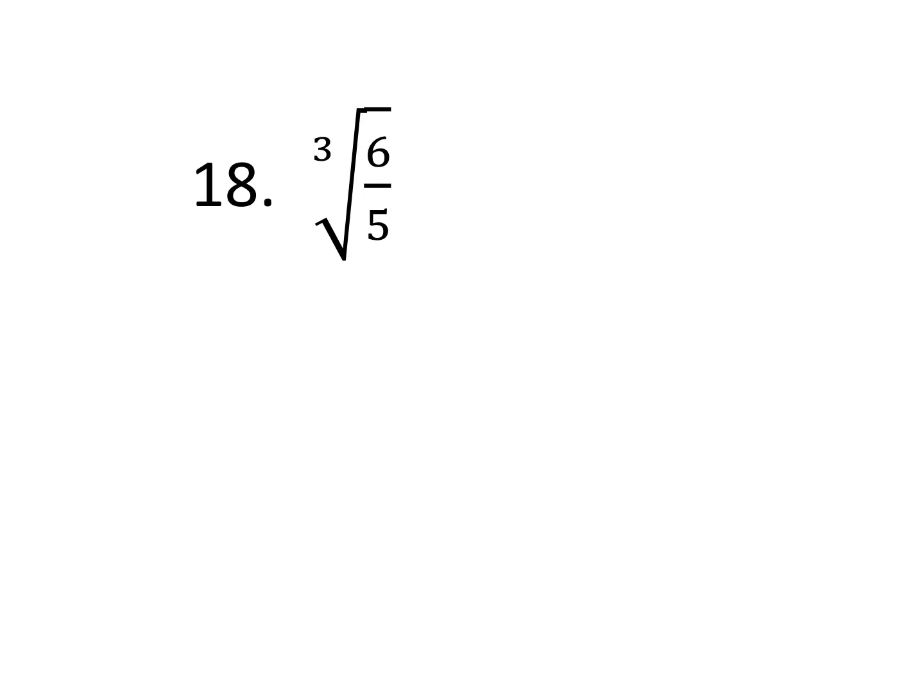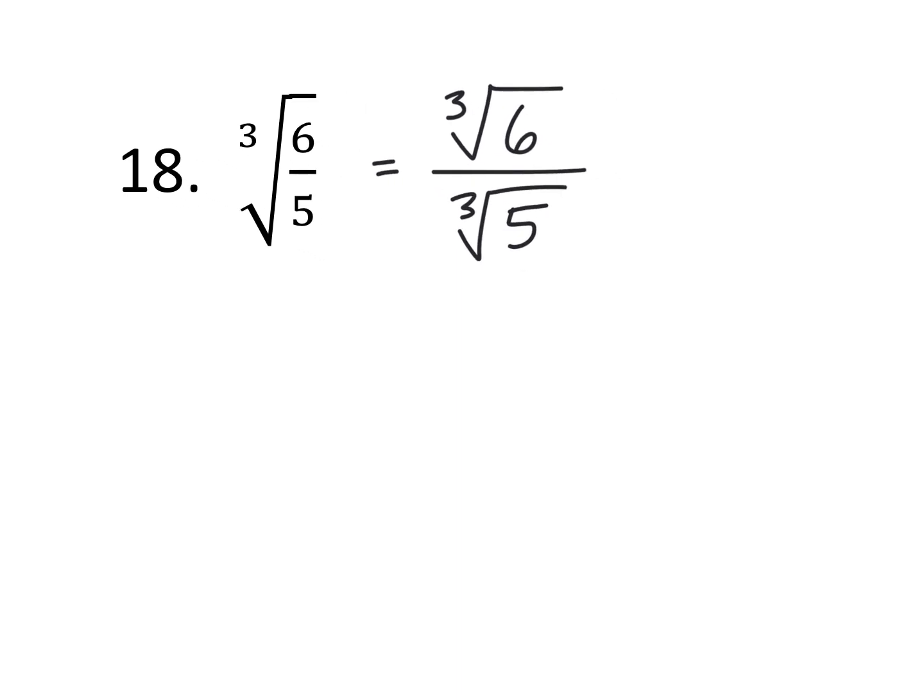This one is a little different because it's a cube root. So we'll first start by splitting it up into the cube root of 6 over the cube root of 5. And now we're going to try and rationalize it. If we do the same thing as we did last time, I want to multiply by the cube root of 5 on the top and the bottom.